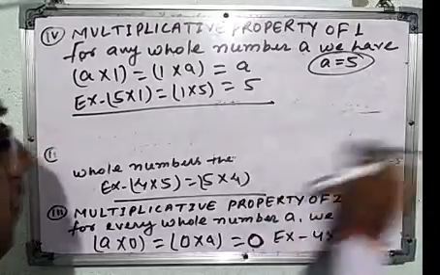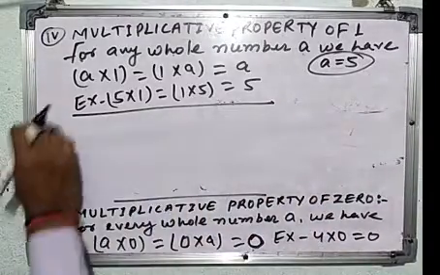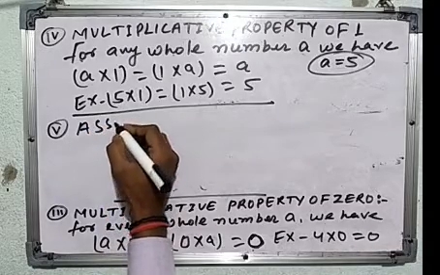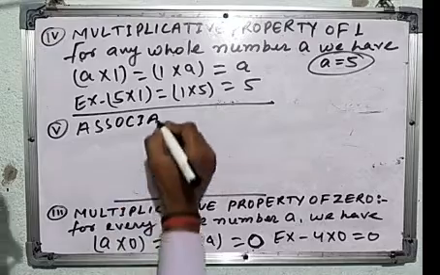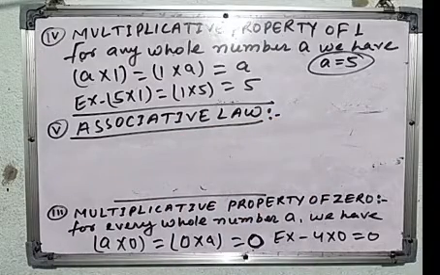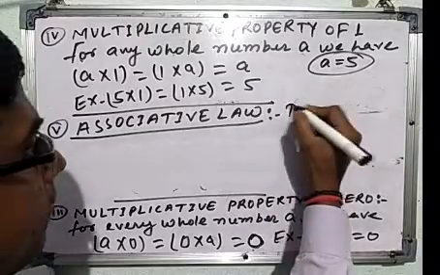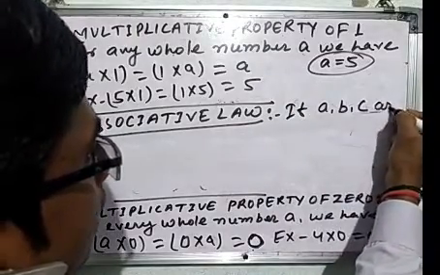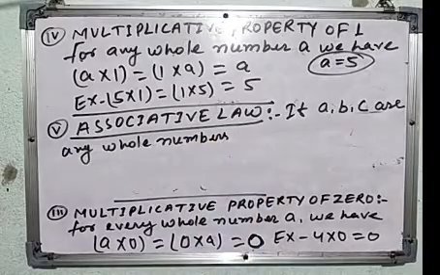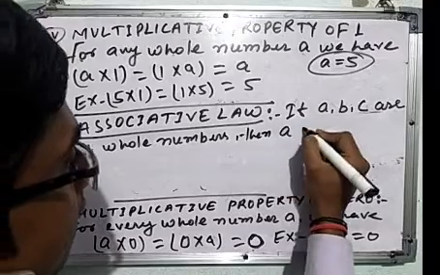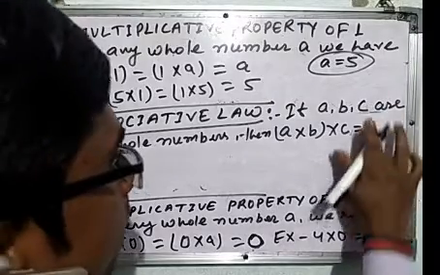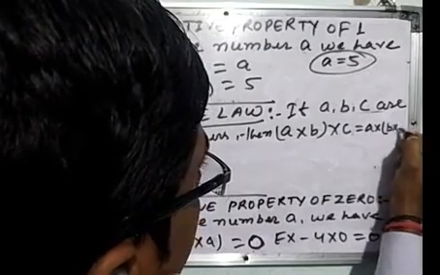Your fifth property, associative law. In associative law, if A, B, C are any whole numbers, then you write A into B into C always equal to A into B into C, with the brackets grouped differently.